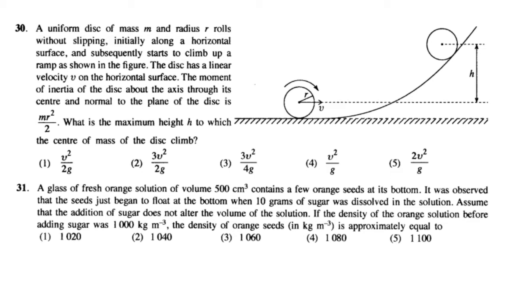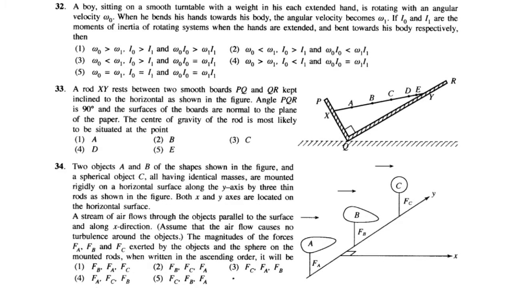New density. Density is mass over volume. Mass is 0.51. Volume is assumed to be unchanged. So volume is 500 into 10 to the power minus 6 cubic meters. So you get 1020 kilogram per cubic meter. Answer is 1.